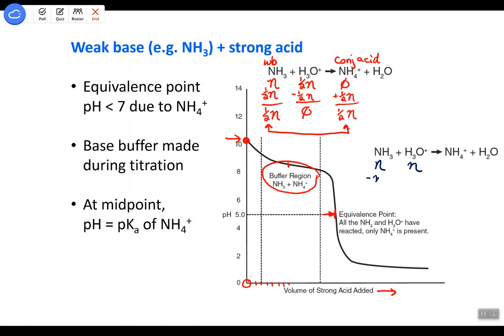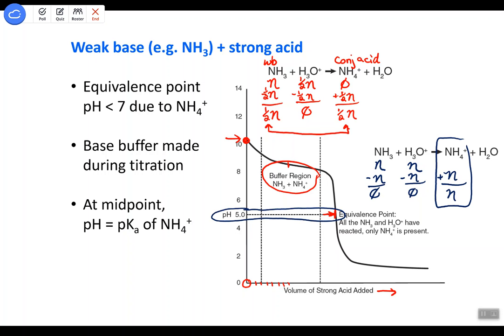An acid and a base react to completion so that I have no more weak base, no more strong acid, but I have produced some conjugate acid. The pH at the equivalence point for this particular titration is acidic, not because of the strong acid present, but because we have reacted this strong acid with the weak base to produce this conjugate acid salt.